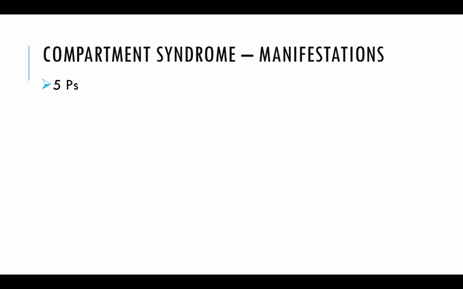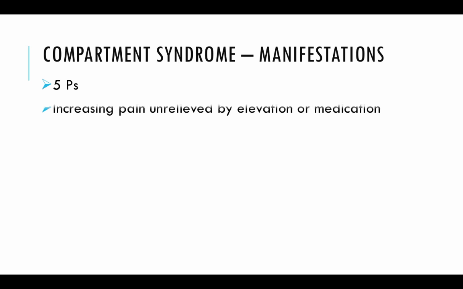So far we have pulse changes or pulselessness, pain, paresthesias, paralysis, pallor, and if you can palpate the muscle, if it's not casted yet or they're in traction or something like that, and you palpate the muscle, it's going to be hard and swollen from the edema, that blood that's trapped in that fascial capsule. So they'll have the 5 Ps. The pain is unrelieved by elevation or medication. I talked about the intense pain with passive movements.